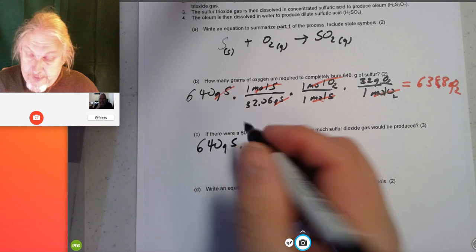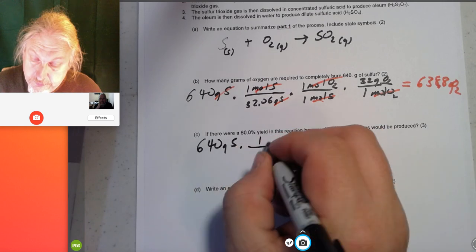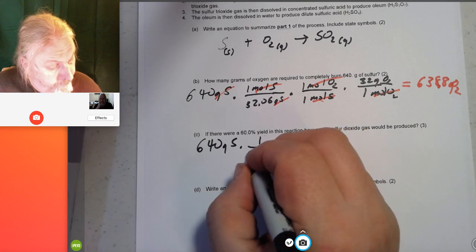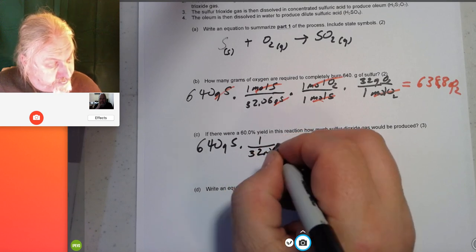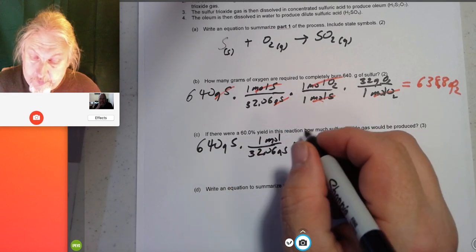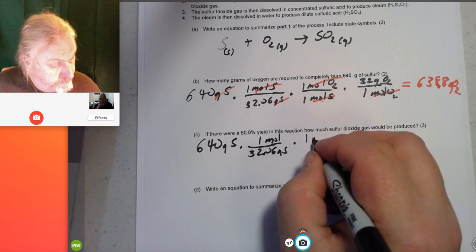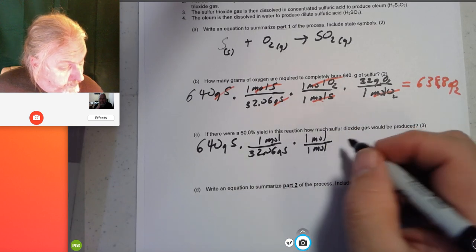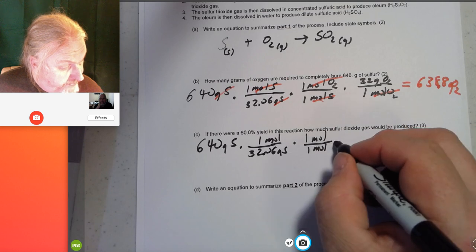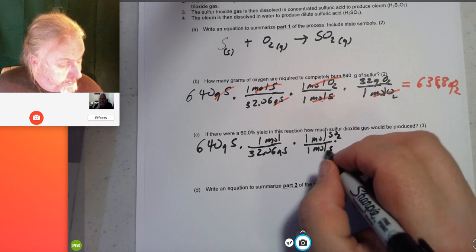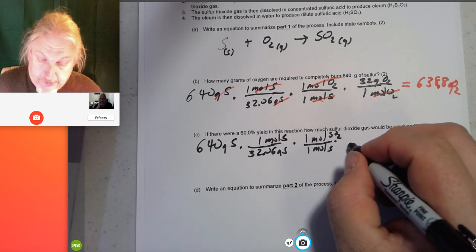All right. Molar mass again, 1 mole over 32.06 grams sulfur. Okay, and I see I got a 1 to 1 mole ratio. Okay, and that's going to give me the moles of sulfur dioxide. Okay, SO2. All right.